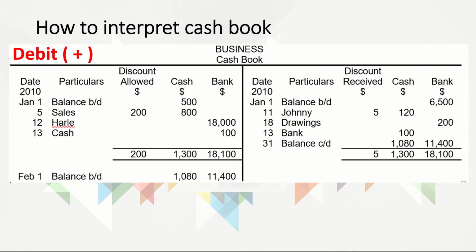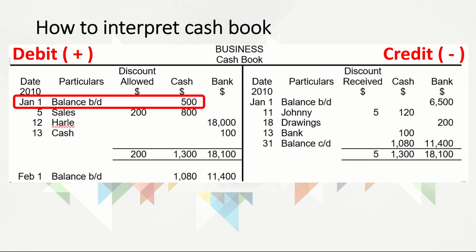Your left-hand side column is basically your debit balances. So when you have increases in your cash or bank account, when you have discount allowed, that's where you record them. Your right-hand side columns are your credit balances, all right, or rather your credit transactions. When you have a payment in your cash or your bank accounts, when you have a discount received.